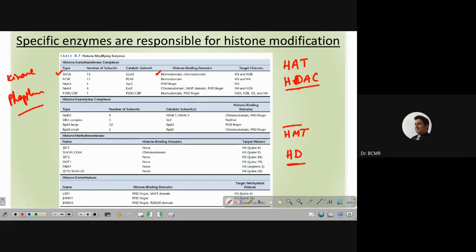they have bromodomain. Some have both bromodomain and chromodomain. Some of them have only bromodomain, and so on. And they particularly act on only one type of histone tail. They do not interact with all types of histone tails. How can they distinguish? It is based on amino acid residues that are present in the histone tails.